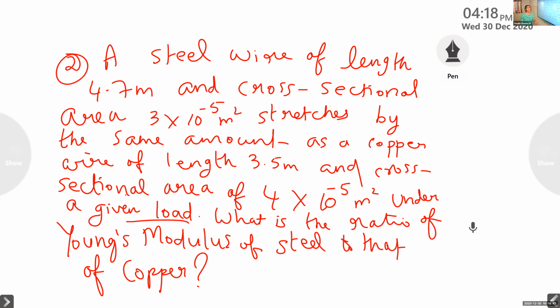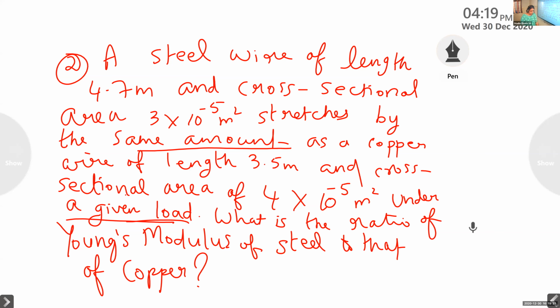So you can just imagine that the steel wire and copper wire are fixed to a particular stand. And at the other end of the steel wire and copper wire, we suspend a 50 kg load. So that is the meaning of under a given load. So the applied force in both the wires is the same. That is why they have stretched by the same amount. So we have to find the Young's modulus ratio between steel and copper.